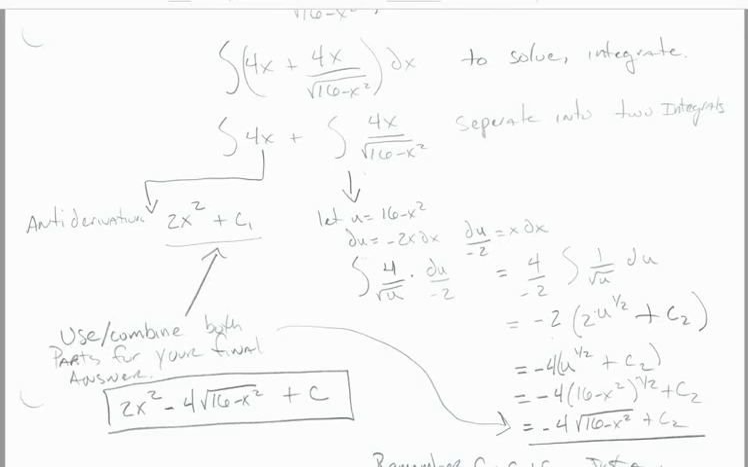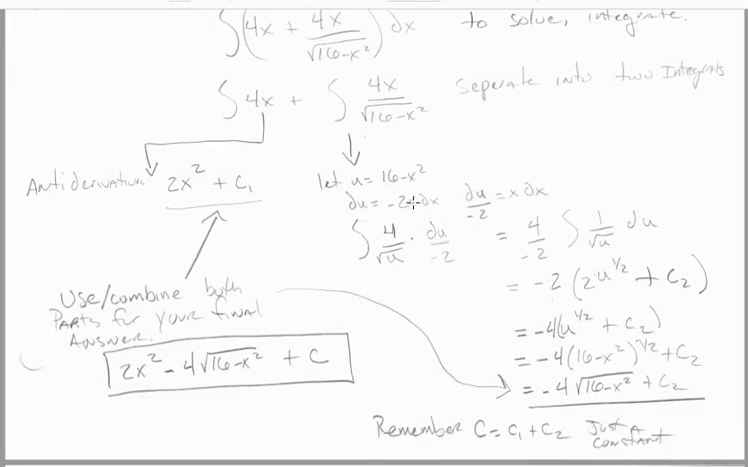So the antiderivative of 4x is 2x squared plus c1. And then on the right hand side we're going to have u be 16 minus x squared. It's the most complicated piece there. When we take the derivative with respect to x, we get minus 2x dx. Notice we have to be able to replace the x dx, and the only way to do that is divide both sides by negative 2.